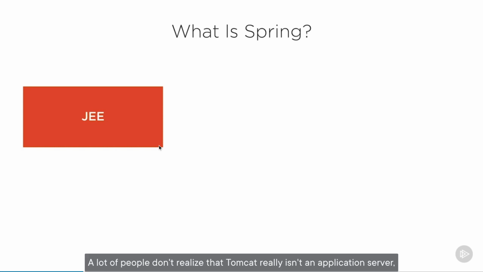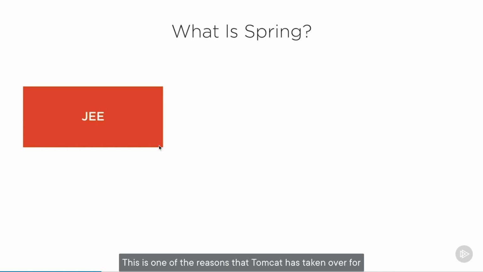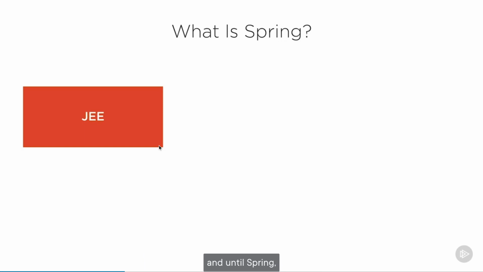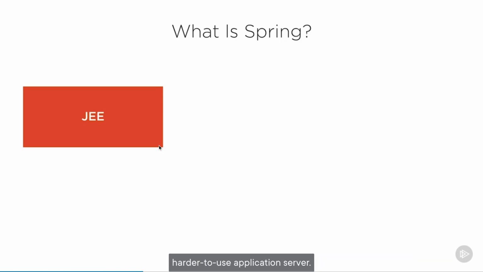A lot of people don't realize that Tomcat really isn't an application server, and it's just a web server. This is one of the reasons that Tomcat has taken over for Java development as a standard container. It's very easy to use, it's lightweight, and until Spring, you either weren't using enterprise features or you had to use a more complex, harder to use application server.